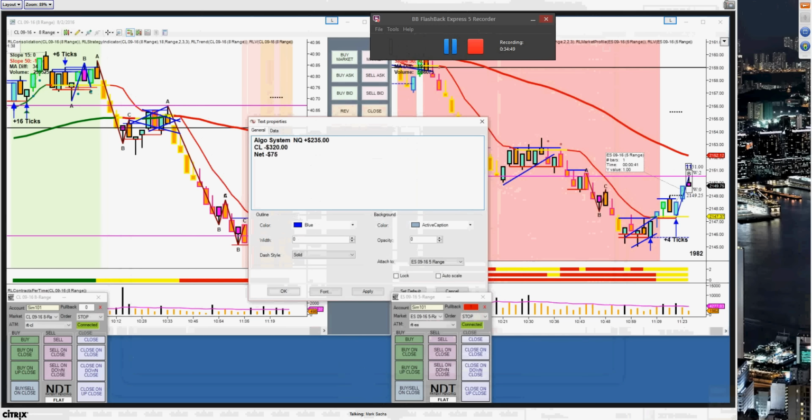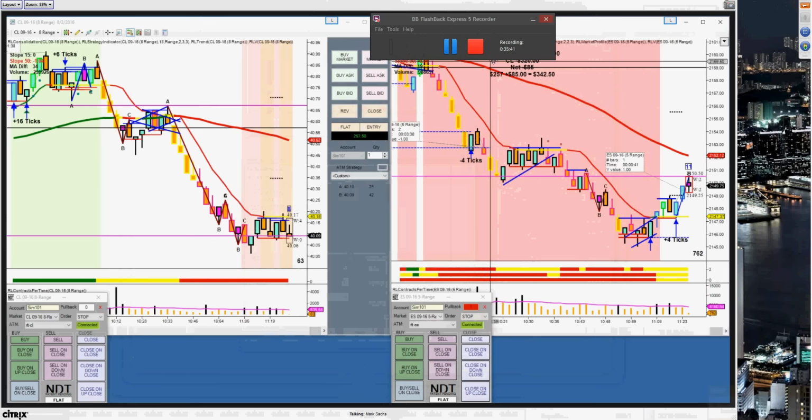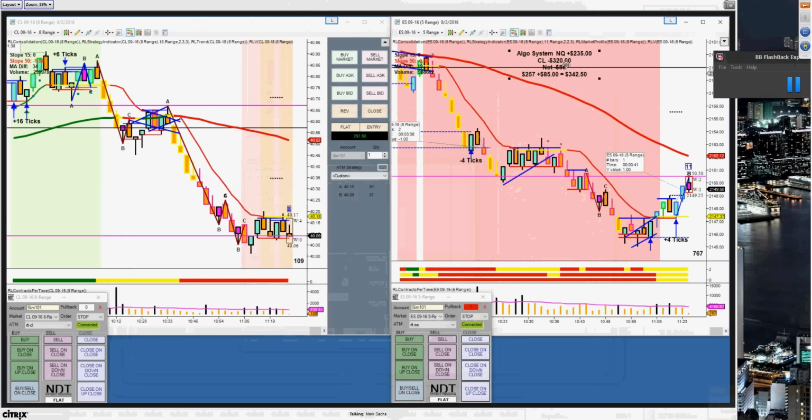So the room, we make $257 plus $85 equals $342.50. So that's the day. The algo system had a small drawdown. And I mean, we'll look at the trades, but that crude loss that both the algo system and I took were just gorgeous entries. You saw the NASDAQ win.